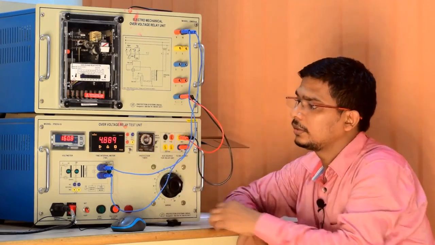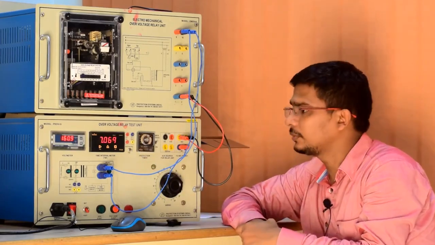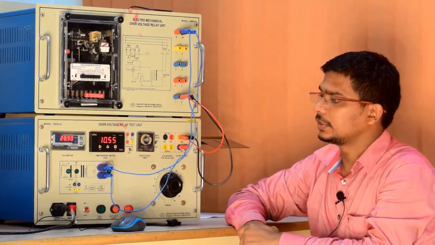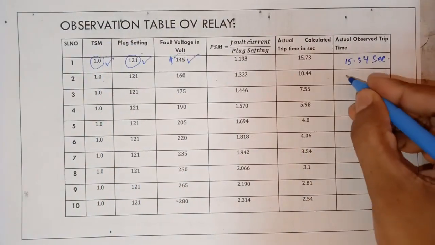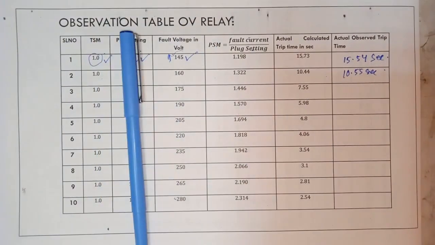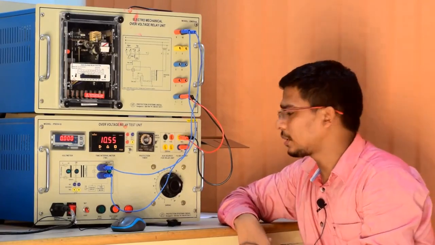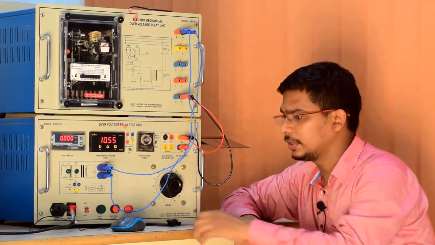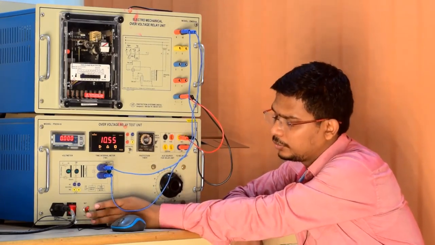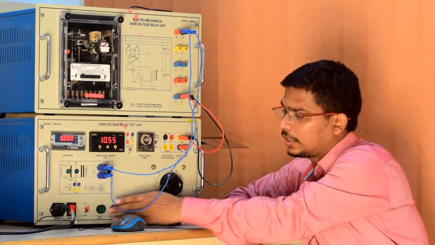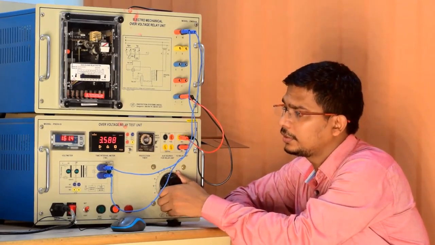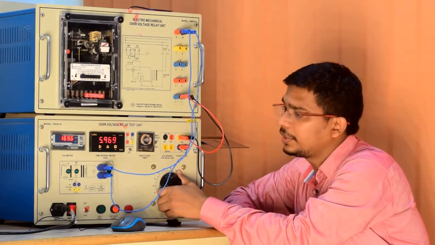So our expected time is 10.44 seconds, and we got 10.55 seconds. So our next observation is how much? 175. So push the test stop button, put it into set mode, then again press the test start button and change to 175.